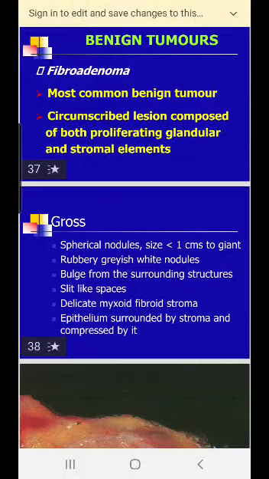Now let's talk about the benign tumors which are present inside the breast. Number one, which is very common, is the fibroadenoma. This is a circumscribed lesion. When they say it's the most common benign tumor, you call it a fibroadenoma.